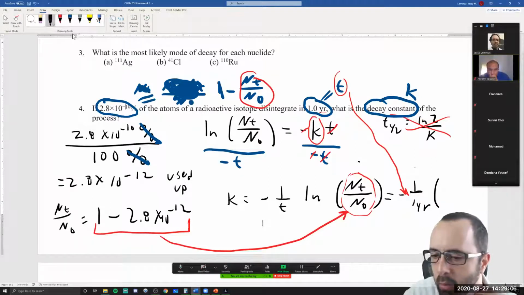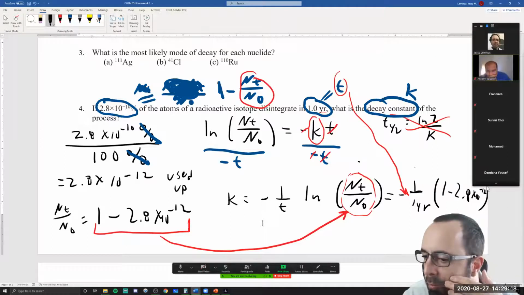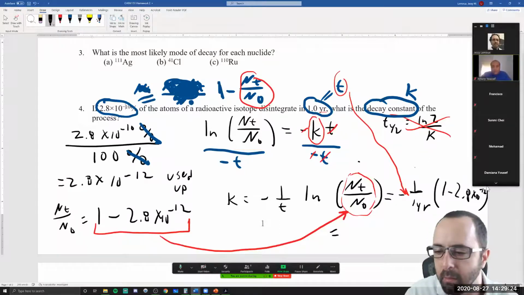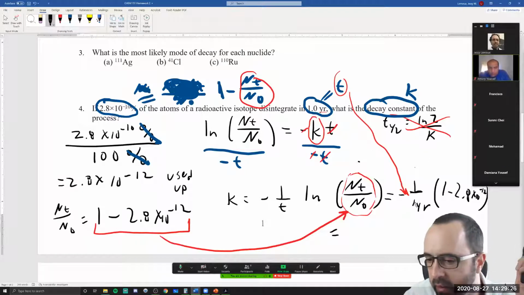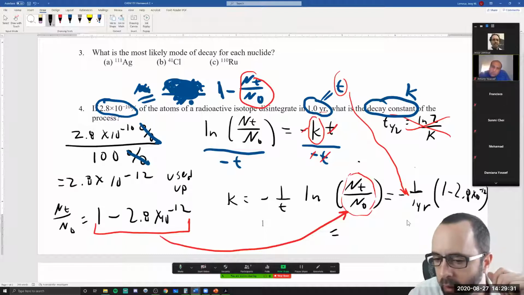So here we're going to get 1 divided by 1 year, okay? Because 1 year was the amount of time, T. That went right in there. And now we're going to have our NT over N0 is 1 minus 2.8 times 10 to the minus 12. So we're going to end up with a number that's quite close to 1 actually. So now let's punch that into our calculator. These are all 1s.